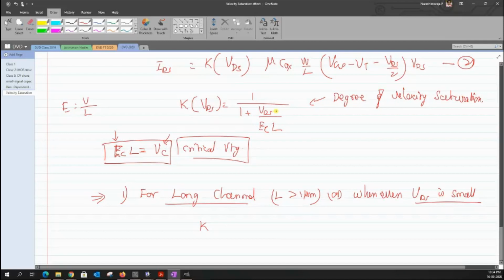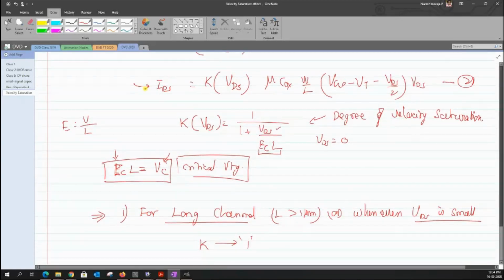What happens to this ratio? When the value of VDS is small, what happens to this ratio of VDS by EL? Say, for example, when VDS is equal to 0, this quantity becomes 0, and due to which the kappa would end up having a value equal to 1, right? So whenever we are dealing with a small value of VDS, we can assume that the kappa is equal to 1, okay?